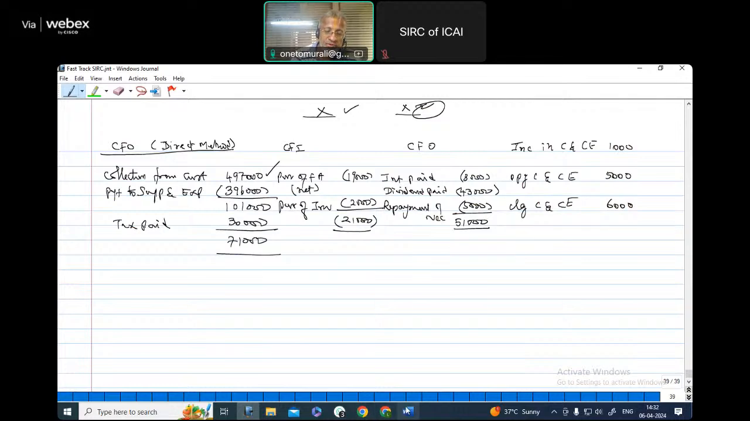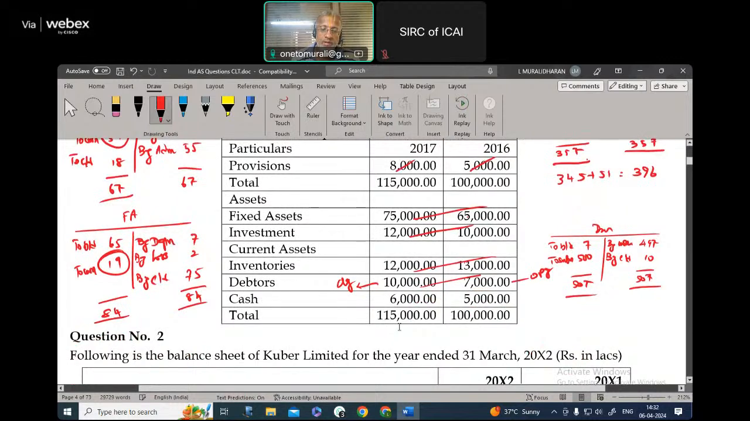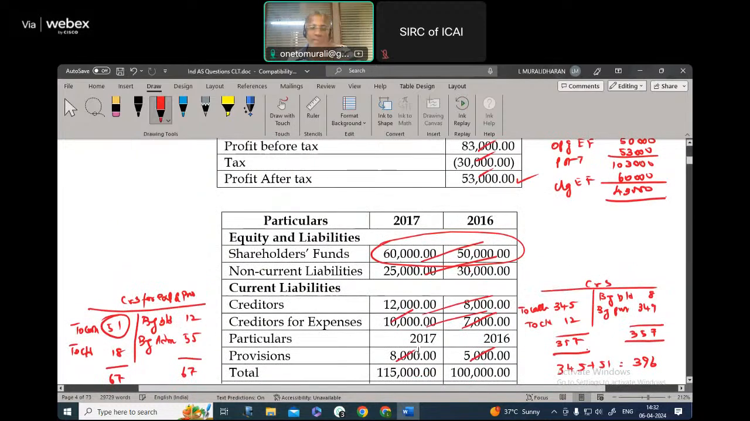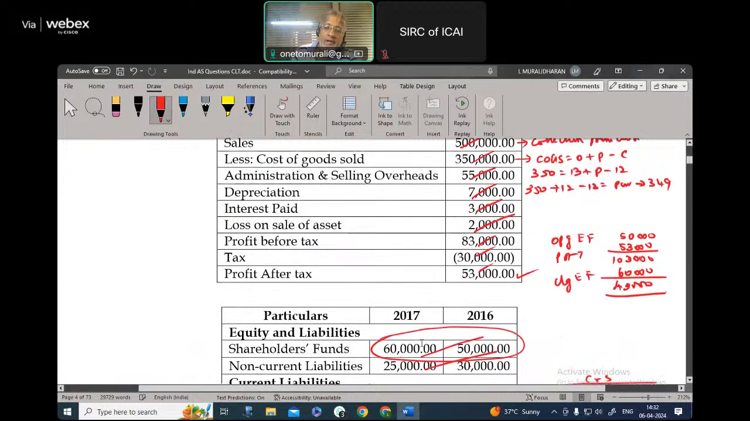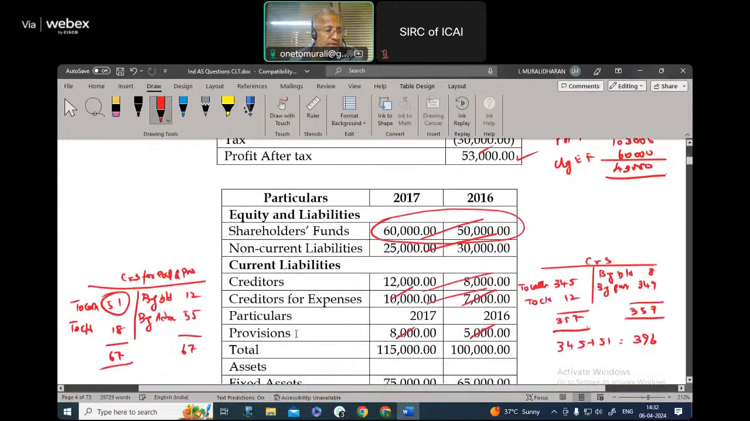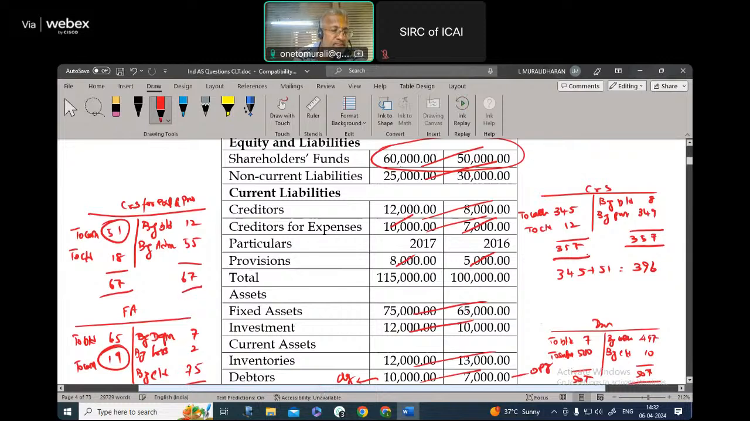Cash and cash equivalent, let me just check. So it had just gone up. Now let me just check. There may be a totaling error. Let me just check. So we took up, there is a totaling error. So 67 minus 18, that comes to 49,000. This being 49,000.